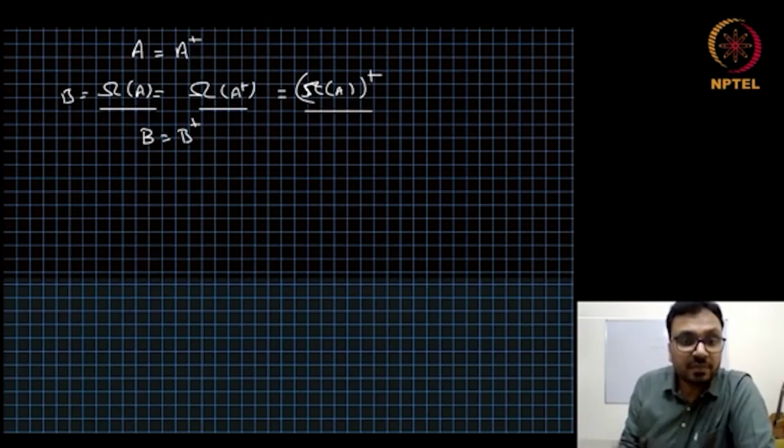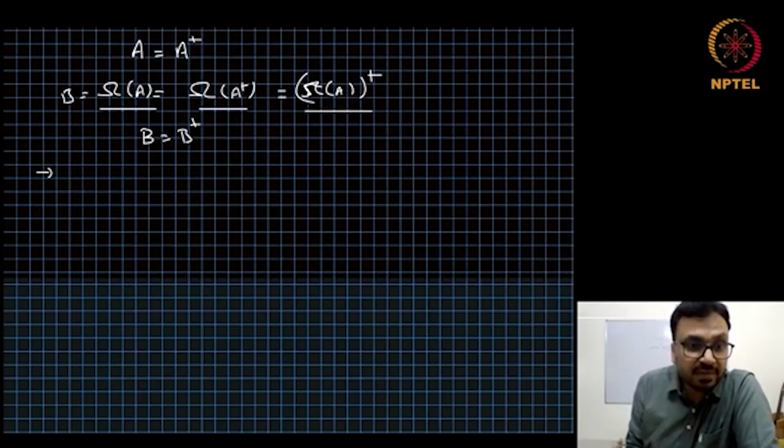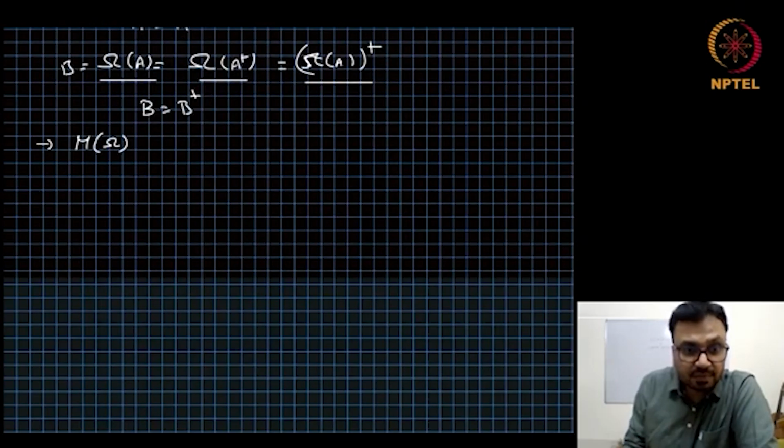Now, for a hermiticity preserving map, how does the matrix representation M of this map look? See, we have a map omega which is hermiticity preserving. So omega of A dagger is omega of A, dagger.